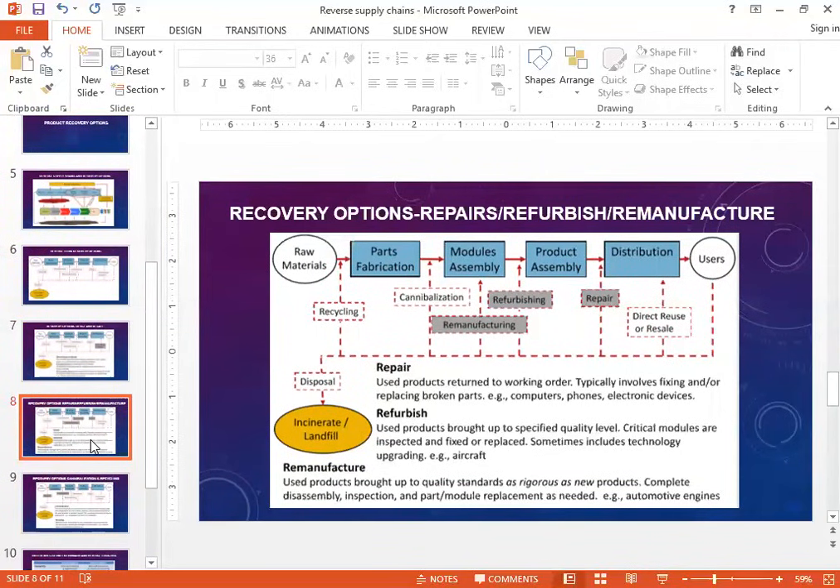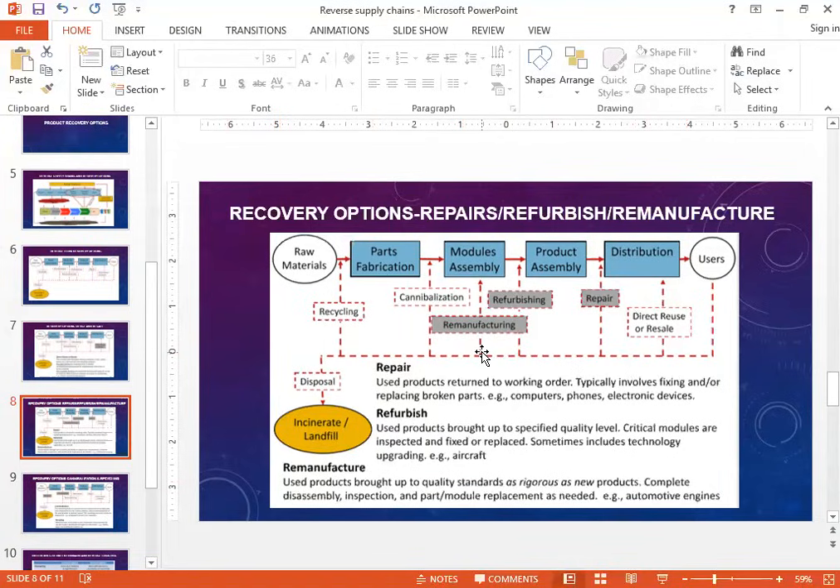The next is remanufacture. Used products are brought up to quality standard as rigorous as new products. Complete disassembly, inspection, part module replacement as needed. All right, so if you really look at this, these three strategies enter the supply chain at different points.